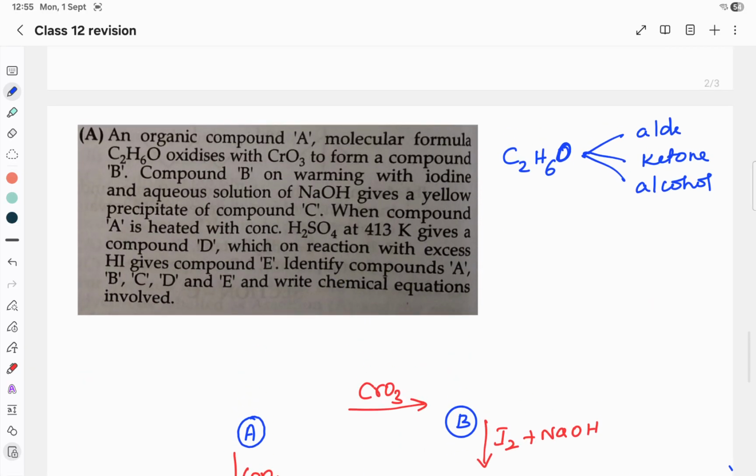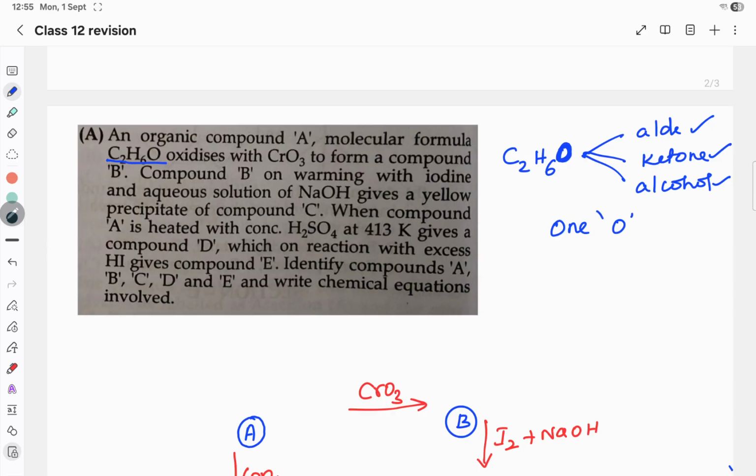Next question: an organic compound A, molecular formula C2H6O, oxidizes with CrO3 to form compound B. First, we should check what can be the functional group. We have to find the possibilities. Since we have only one oxygen, it can be an aldehyde, or a ketone, or an alcohol. These functional groups only will have one oxygen.